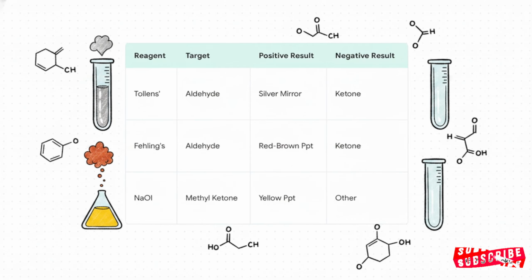Because aldehydes possess that extractable terminal hydrogen we discussed earlier, they easily succumb to mild reagents. Adding Tollens reagent creates a stunning visual confirmation. A literal silver mirror coats the glass test tube. Fehling's reagent triggers a red-brown precipitate. Ketones, on the other hand, lack that terminal hydrogen and completely resist these oxidations, providing a clean negative result. Also, definitely keep the Iodoform test in your back pocket. It specifically flags methyl ketones by yielding a bright yellow precipitate.